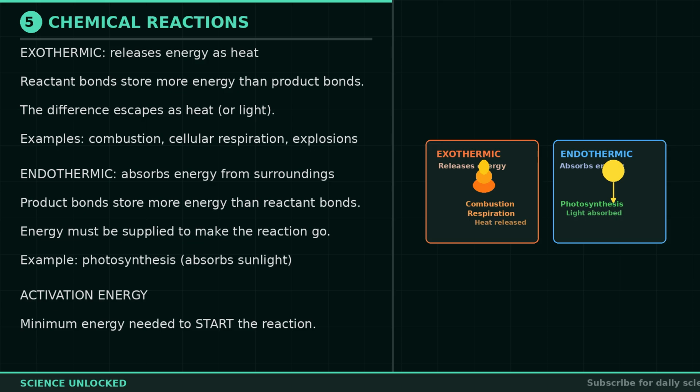Catalysts lower the activation energy of a reaction. They provide an alternative pathway that requires less energy. They are not used up in the reaction. Enzymes are biological catalysts. They do this inside living cells.